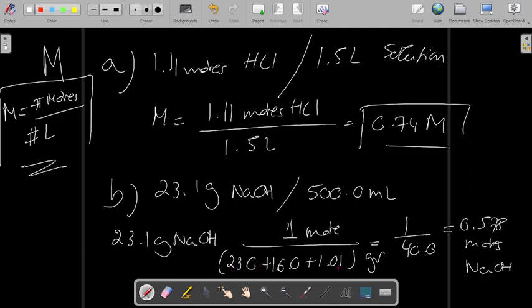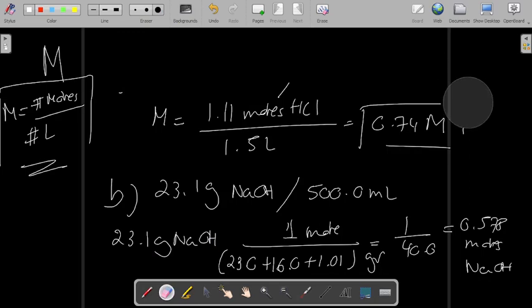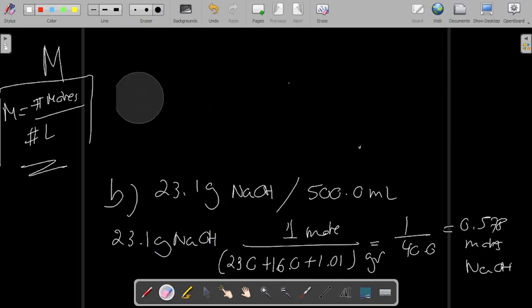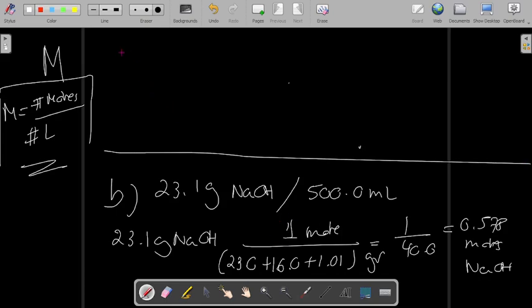Add the AMUs for each atom. Call it grams. You have 1 mole of that substance. Do the math, and then you know how many moles are in 23.1 grams. So now I also need, I'm going to erase the top part. And I'm going to go make a line here so you know that I'm still working on this problem, okay?